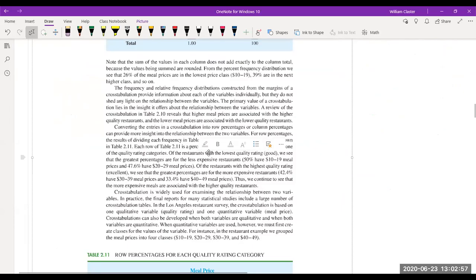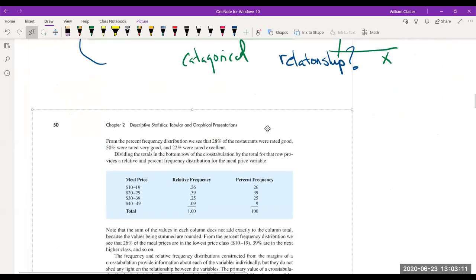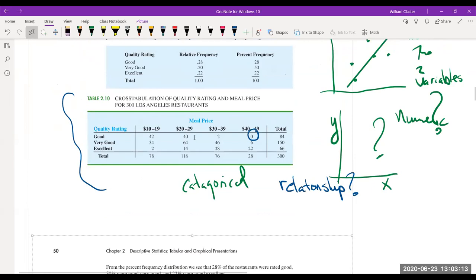Of the restaurants with the lowest quality rating, good, we see that the greatest percentages are for less expensive restaurants. So let's look at that. For restaurants with the lowest quality rating, most of them are what? Are cheap. Oh, never mind. For this row, for the row of good rating, most of the restaurants are what?